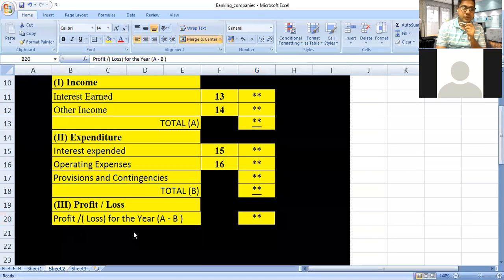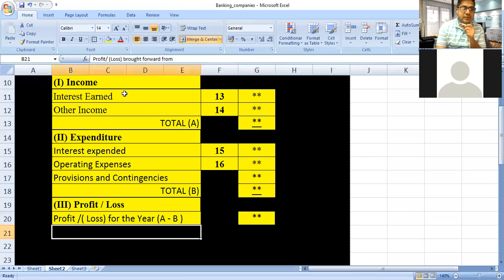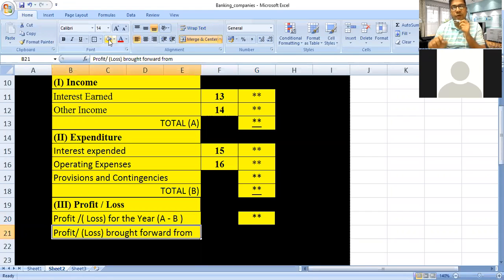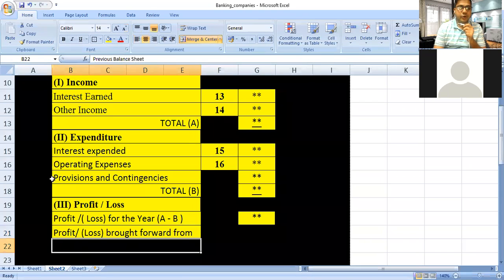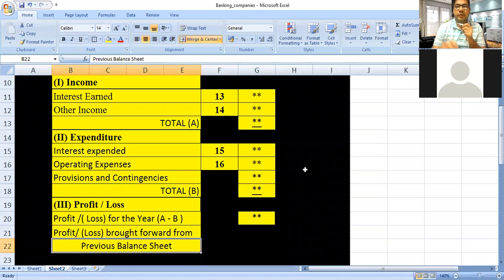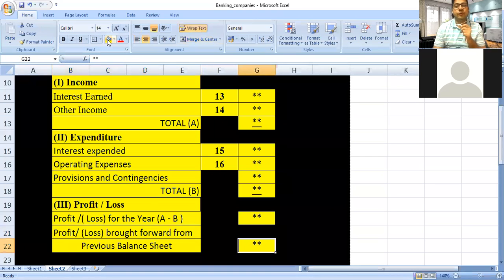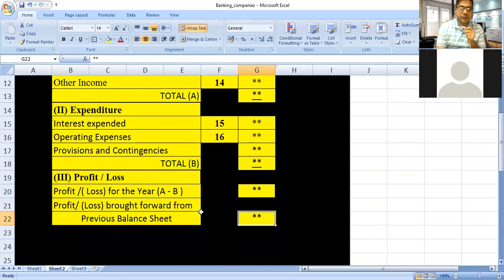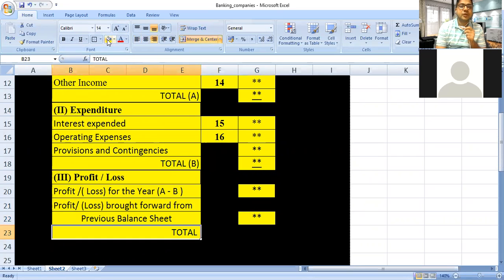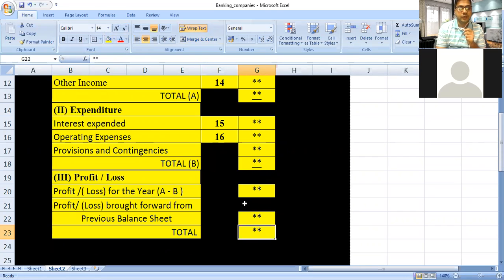Then, friends, after recording this, the next item is profit or loss brought forward from the previous balance sheet. This particular profit also we have to consider. So see, friends, how we will prepare our profit and loss account: we have to find out the total of the current year profit and the total of the last year profit.